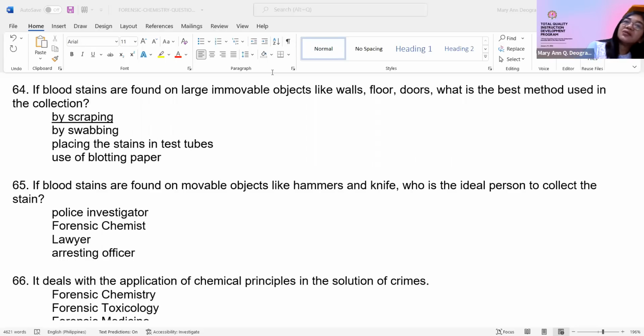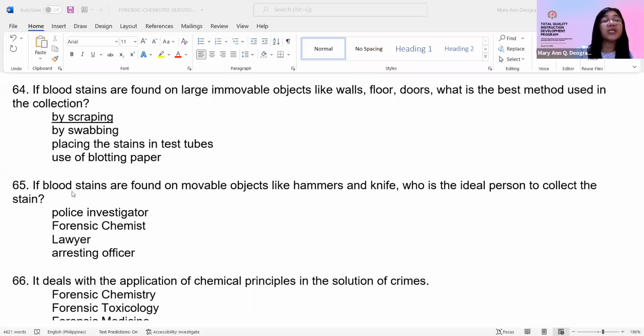Hindi police investigator. Yan is the forensic chemist. Ang trabaho, okay, intindihin nyo yung tanong. Ang trabaho ng police investigator is to collect that hammer or the knife. If blood stains are found on movable objects, who is the ideal person to collect the stain? So yung stain, sino daw magko-collect? Pakinggan nyo maigi. Pero kung ang tanong is, who is the ideal person to collect the hammer? Siyempre, police investigator. So depende sa bagsak ng tanong yan, guys.